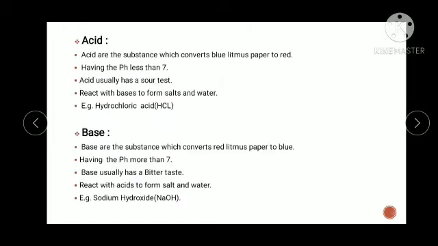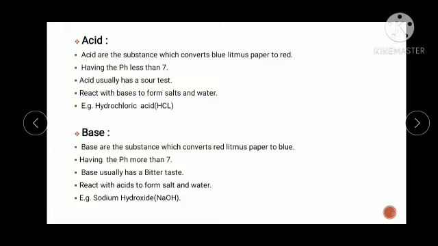Let's see the definition of acid. Acids are substances which convert blue litmus paper to red, having a pH less than 7. Acid usually has a sour taste, and when an acid reacts with bases it forms a salt and water. Example is hydrochloric acid.